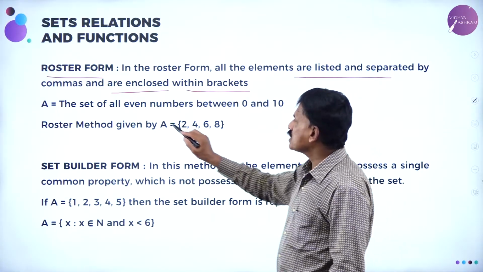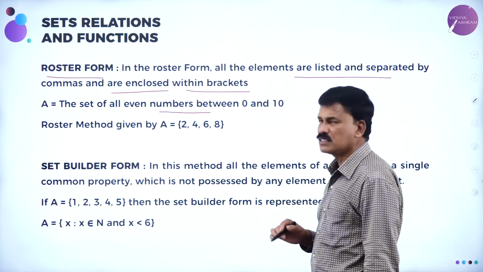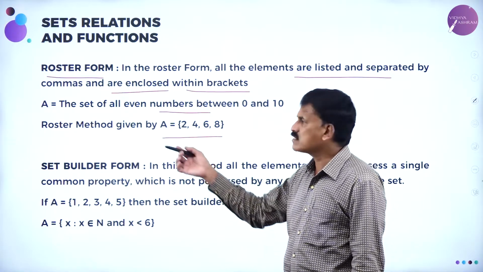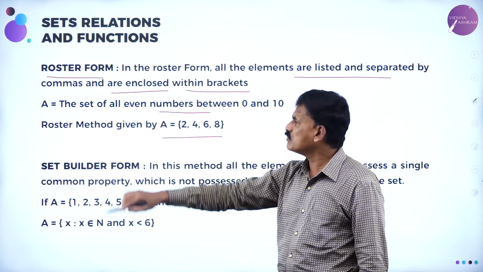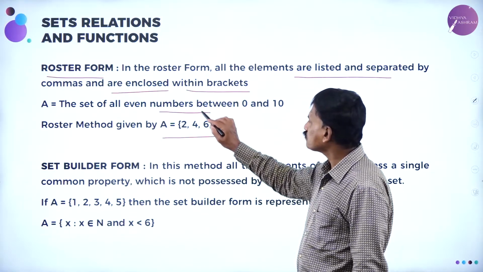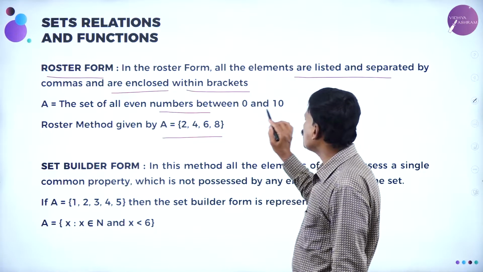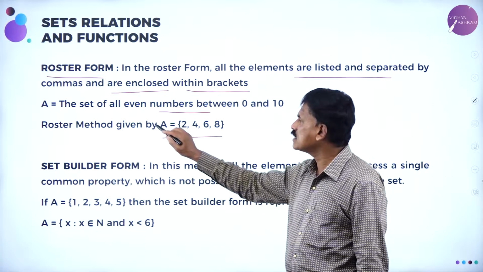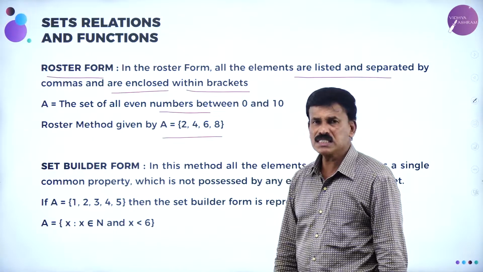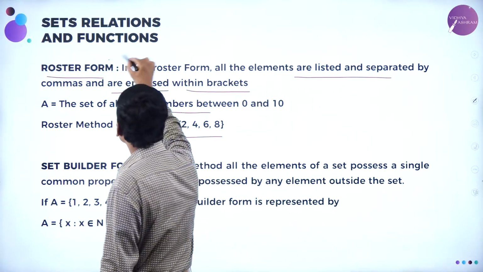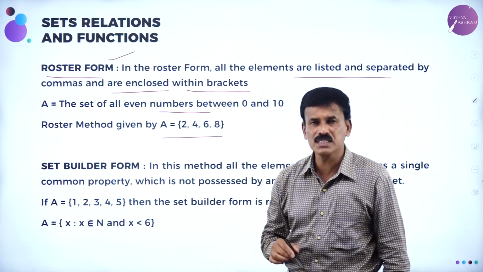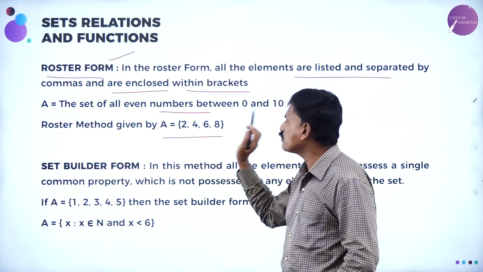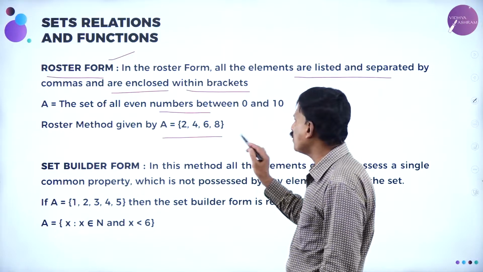Let us consider the set of all even numbers between 0 and 10. That is 2, 4, 6, 8, an example of a set in the roster method. So here, all the even numbers between 0 and 10 give A is equal to the set {2, 4, 6, 8}. This type of representing a set is called construction of a set by the roster method. That is, here the elements are listed, separated by commas, and enclosed between the two flower brackets.